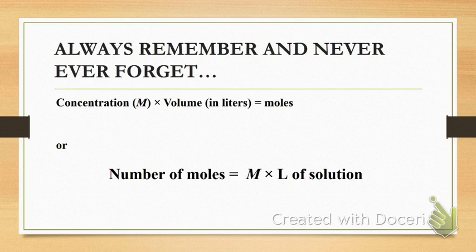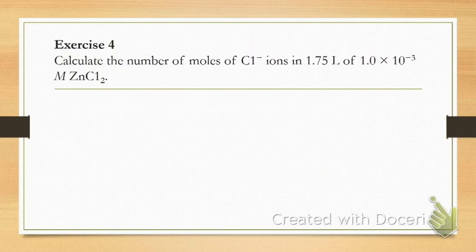All right. Calculate the number of moles of chlorine ions in 1.75 liters of 1.0 times 10 to the negative 3 molar zinc chloride. So volume times molarity will give me moles, right?